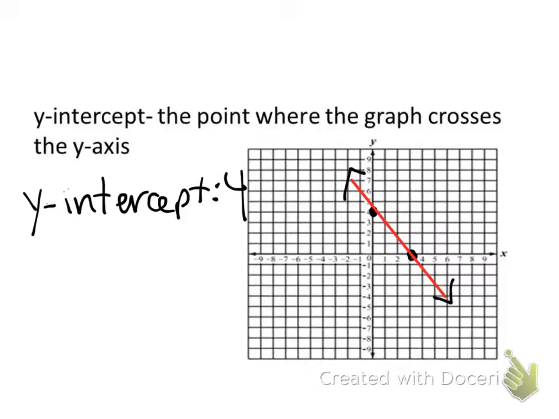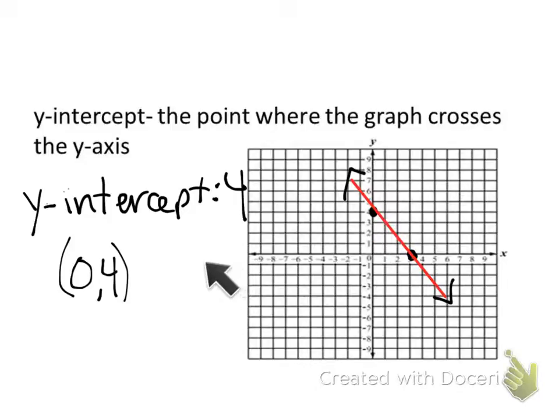Some people write them as ordered pairs. The ordered pair, to get to that point right here, you'd go side to side 0, then you'd go up 4. So you could write it as an ordered pair if you want, or you can just give me the y value because it's the y-intercept, 4.